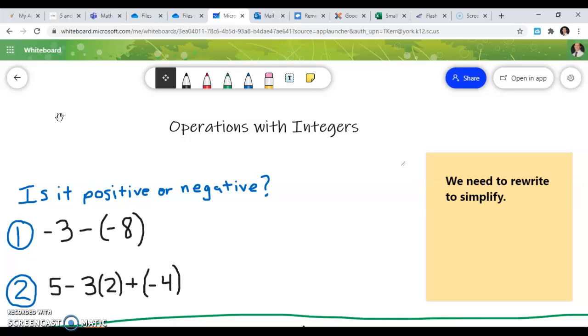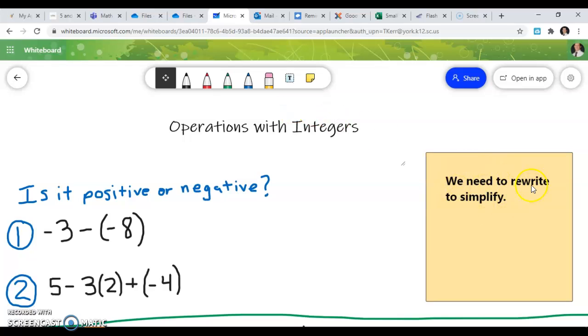So operations with integers, we want to put everything we've learned together. We've looked at each operation individually: adding, subtracting, multiplying, dividing. Here we want to put it all together to be able to use them all at the same time to solve problems. Now, looking at what we need to write down first is this.